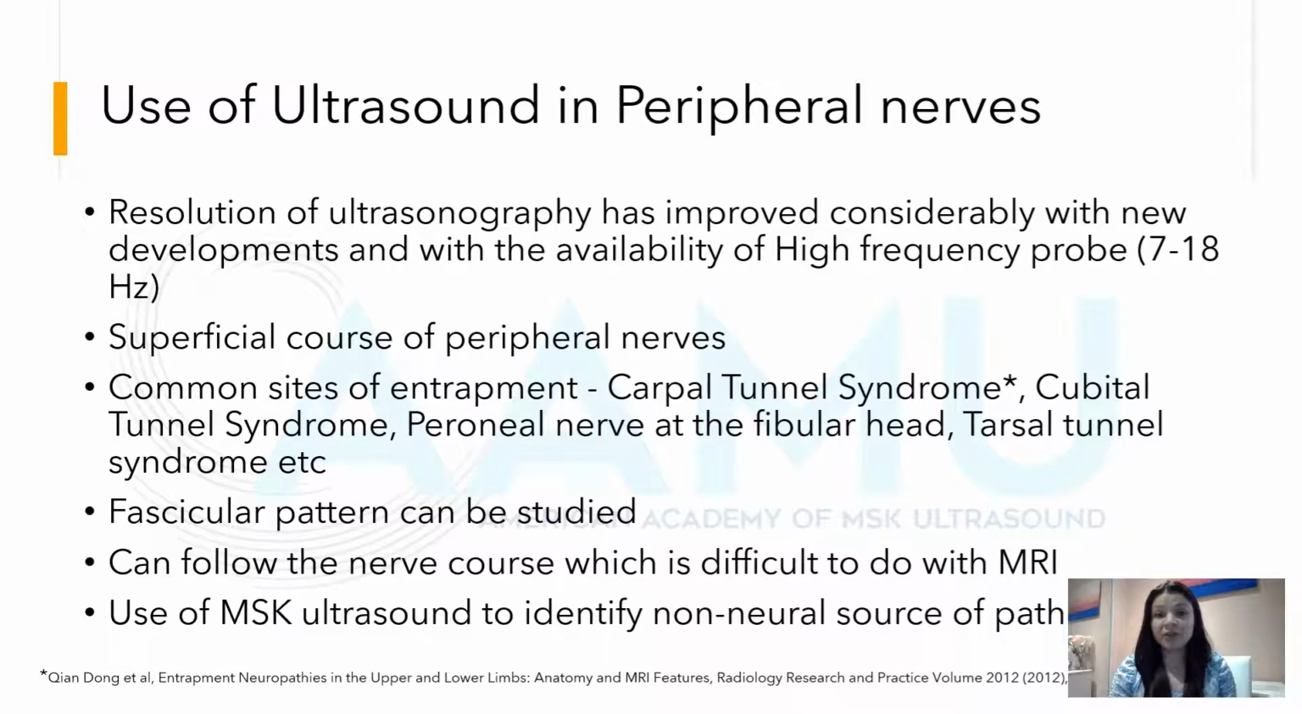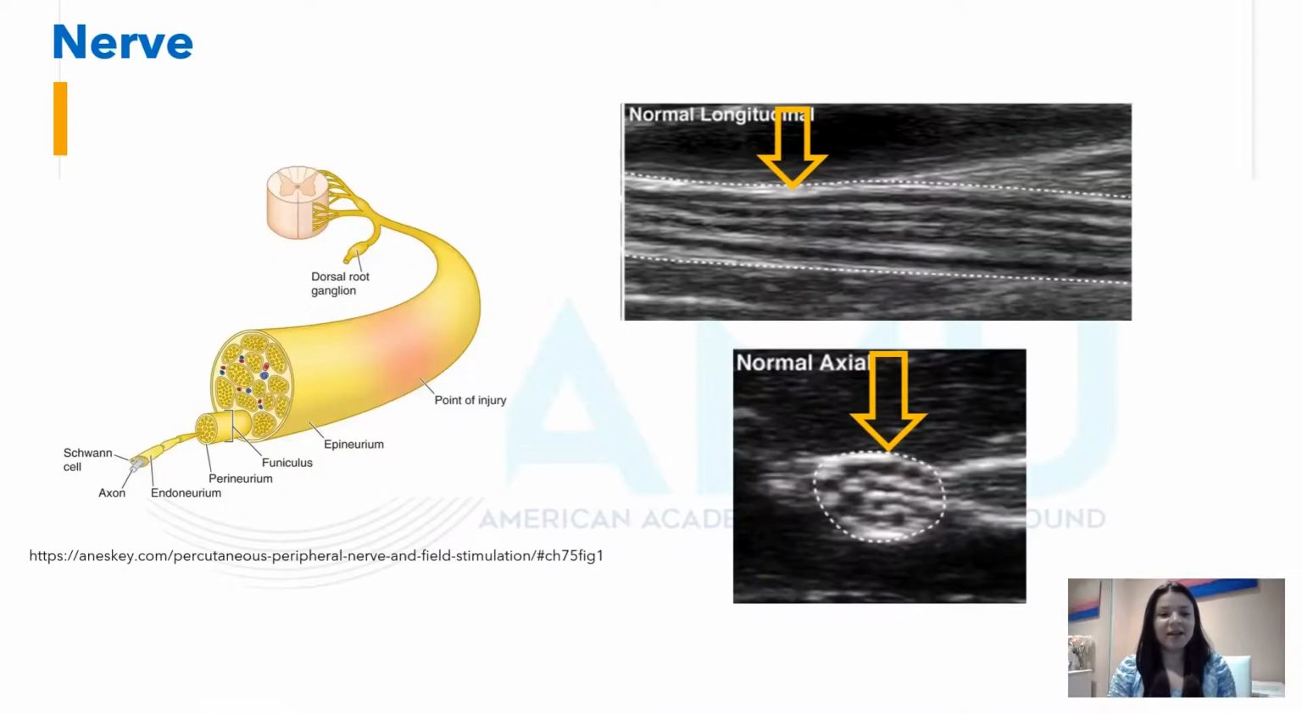But how about structure? Something may not function fine because of focal entrapment or pressure on the nerve, but it may not be a primary nerve problem. It may be a secondary cause, and sometimes it can be something sinister, or in some cases, it can be something which is coexisting with other comorbidities. So, you can identify these non-neural sources of pathology with ultrasound, which gives a very good structural perspective to your neuromuscular assessment. As you can see here in the nerve, you can see the internal architecture.